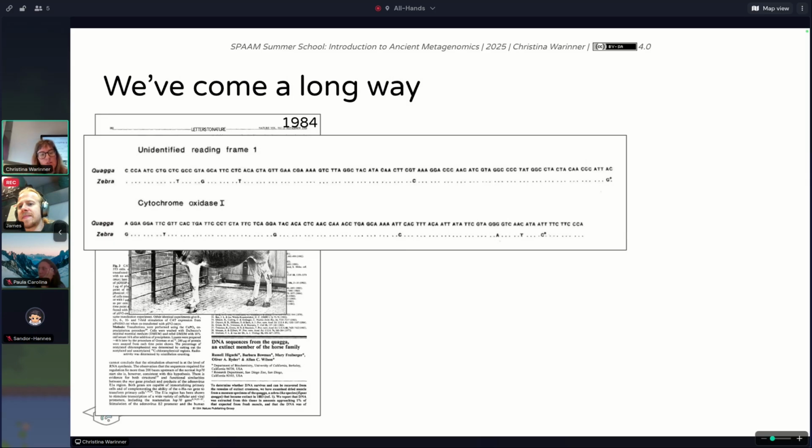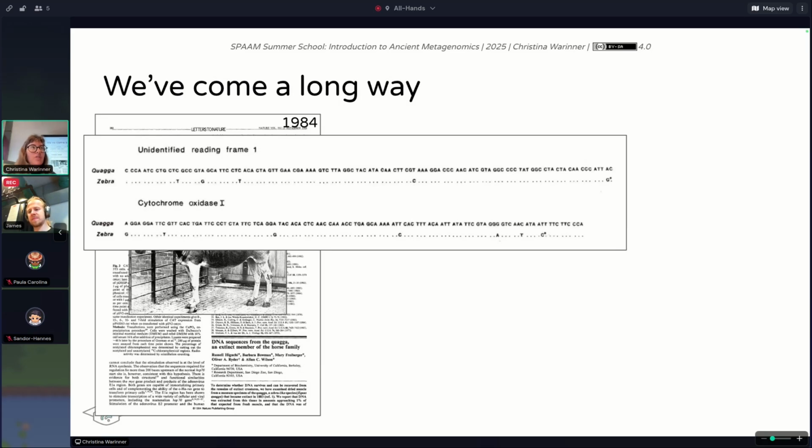And what you see here is those two sequences. On the top, you have the inferred quagga sequence, and then on the bottom, you see compared to it the zebra sequence. Where they match, they've put a dot, and every place where they differ, they have put the differing base so that you can see how the quagga and the zebra compare.